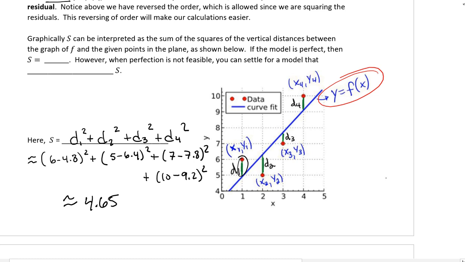What are we really trying to do when finding the line of best fit? We are trying to get this value to be as small as possible. In fact, up above here, if the model is perfect, then our sum of square errors is going to be 0.